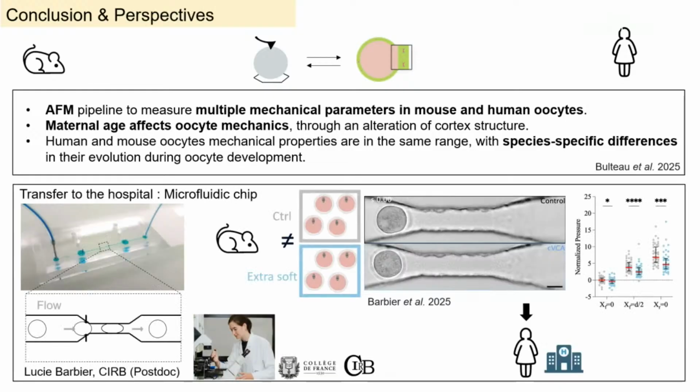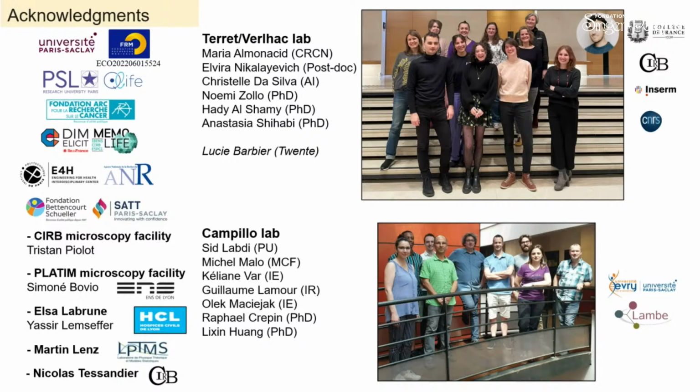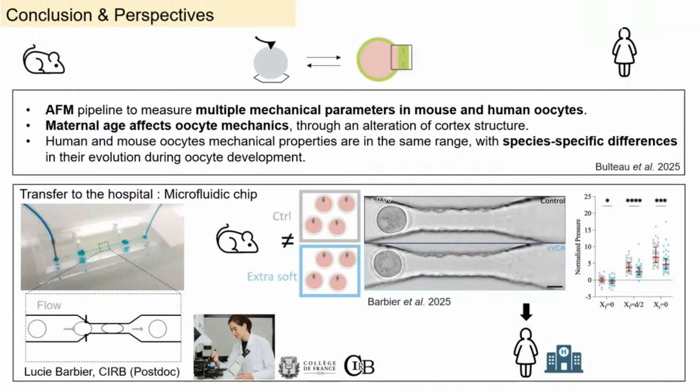And then to open up the subject a bit, I would like to talk about the microfluidic project that Marie-Émilie talked about a bit before. So it's a microfluidic chip with a constriction in the center smaller than the oocyte diameter, so we can really record the oocyte deformation during the whole process. And we show that we can discriminate control from extra soft oocyte.